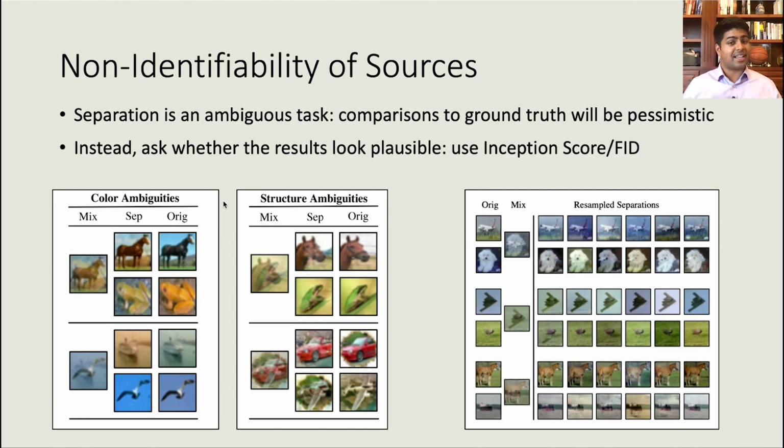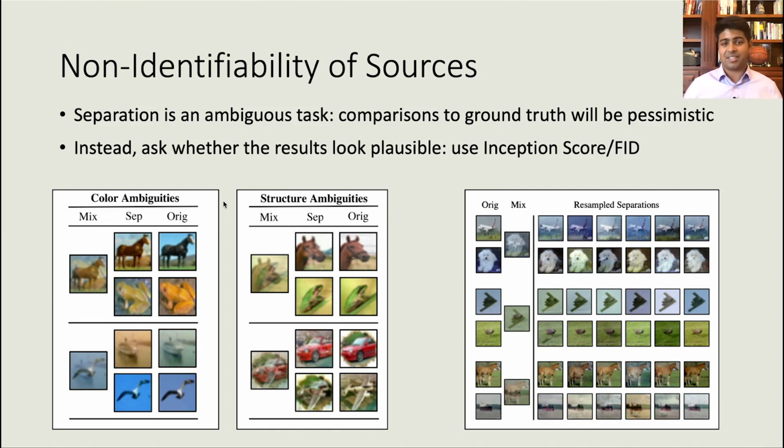In some cases like MNIST, where the original components are uniquely identifiable in the mixture, we can use a metric like peak signal to noise ratio to compare with the ground truth. However, in other cases like CIFAR10, where there are ambiguous and different ways to separate out a mixture, we can't use such comparisons that rely on the ground truth. Instead, we choose to use metrics like inception score and FID.